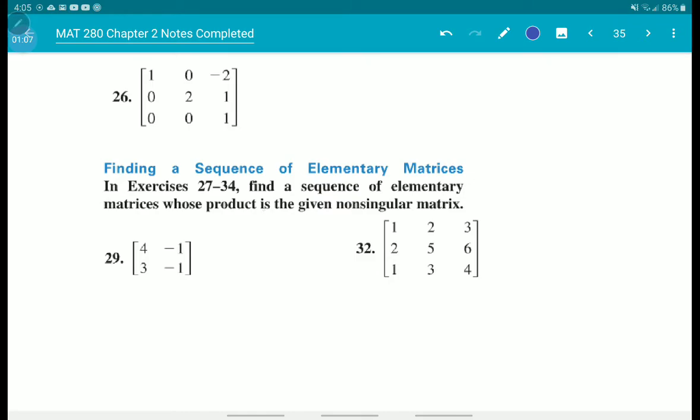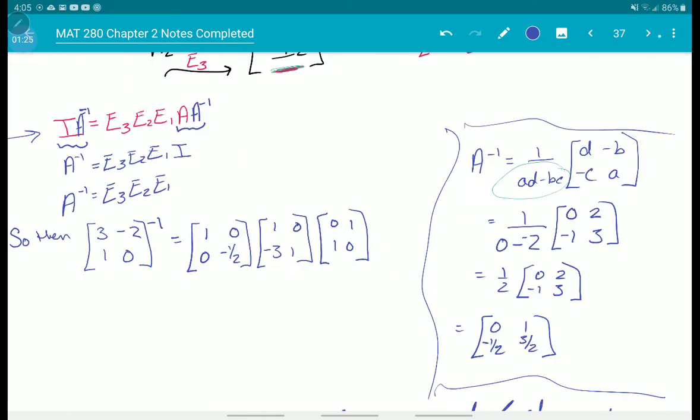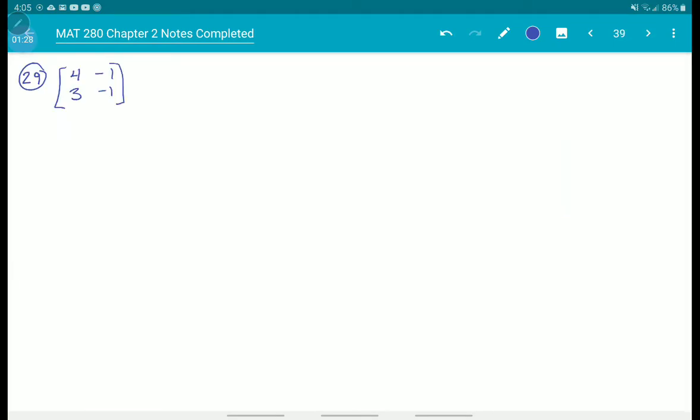In the next two problems, we want to find a sequence of elementary matrices whose product is the given non-singular matrix. So again, we're trying to rewrite A as a product of a whole bunch of elementary matrices. So let's try it. So there's 29. Our first step is to turn this into the identity matrix using row operations. Now, we know we're going to be able to do that because this is a non-singular matrix, which means it is invertible.